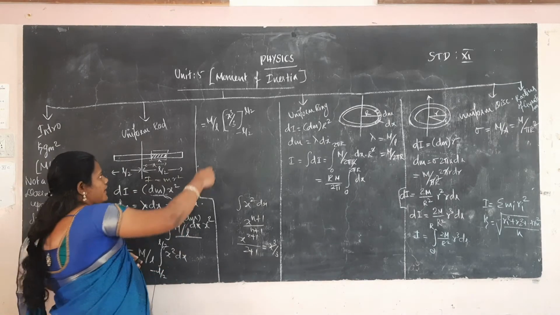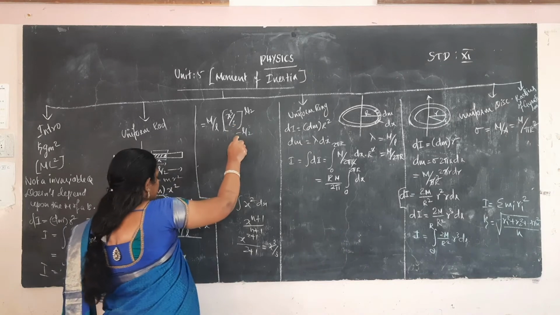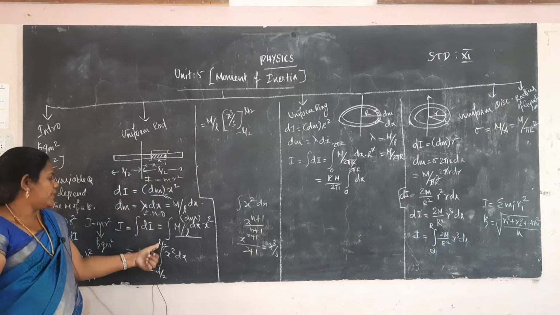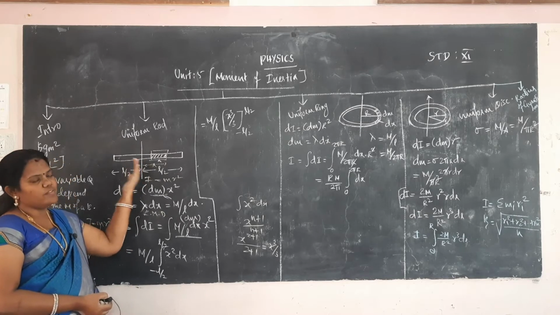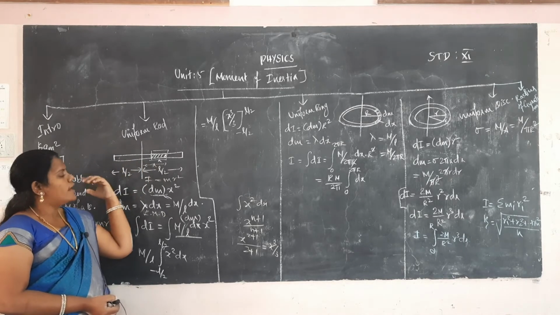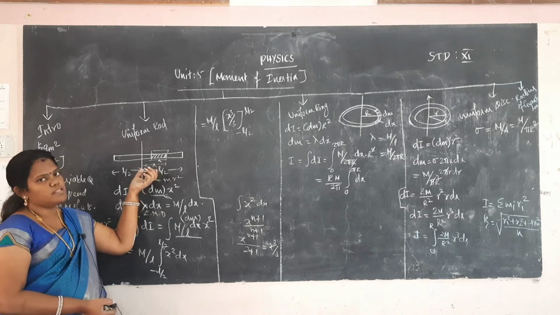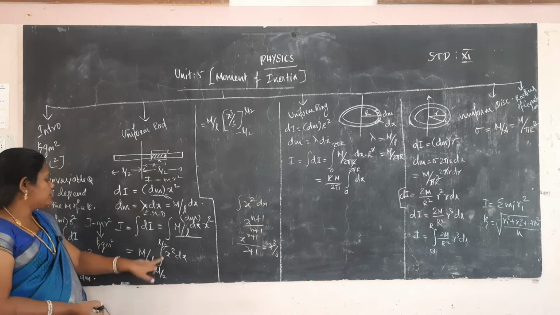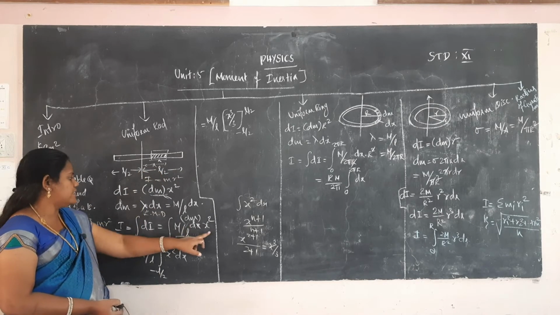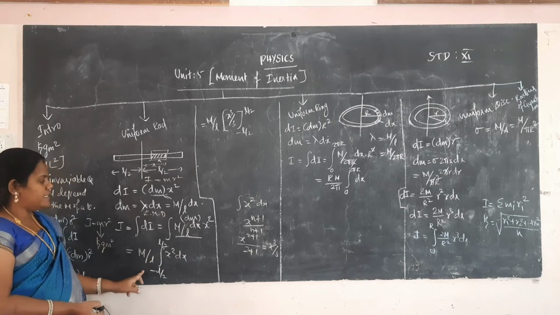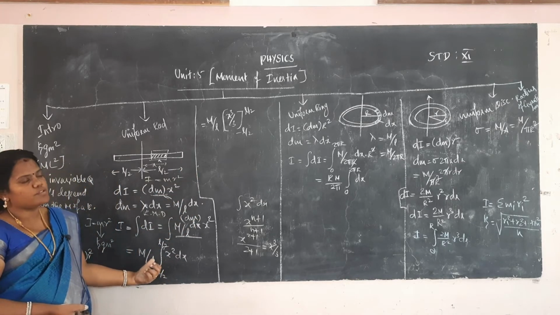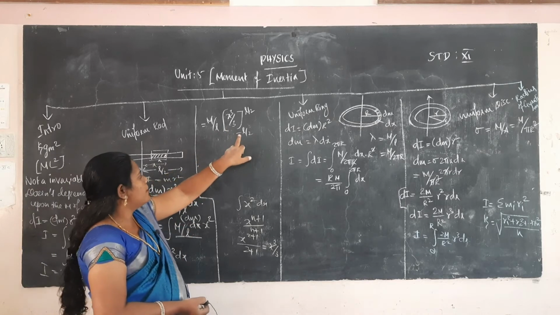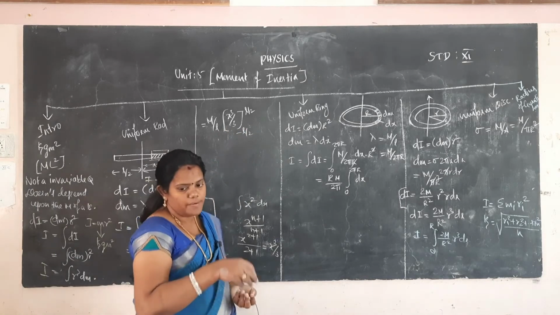So substitute that value x cube by 3, and the limit is minus L by 2 to L by 2, because the length L is there. One half is on the left side of the origin, so minus L by 2. The other is on the right side of the origin, taken as positive L by 2. So from minus L by 2 to plus L by 2, x square dx. M by L we take outside. So m by L, then the integral of x square is x cube by 3, from minus L by 2 to L by 2.